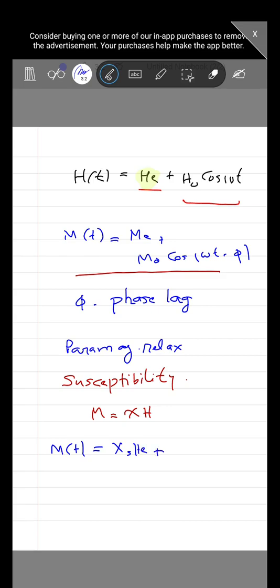He plus we'll have two terms, one corresponding to H0 cos omega t and another corresponding to H0 sin omega t. Actually we have used this as we have cos(A minus B), which is equal to cos A cos B plus sin A sin B.